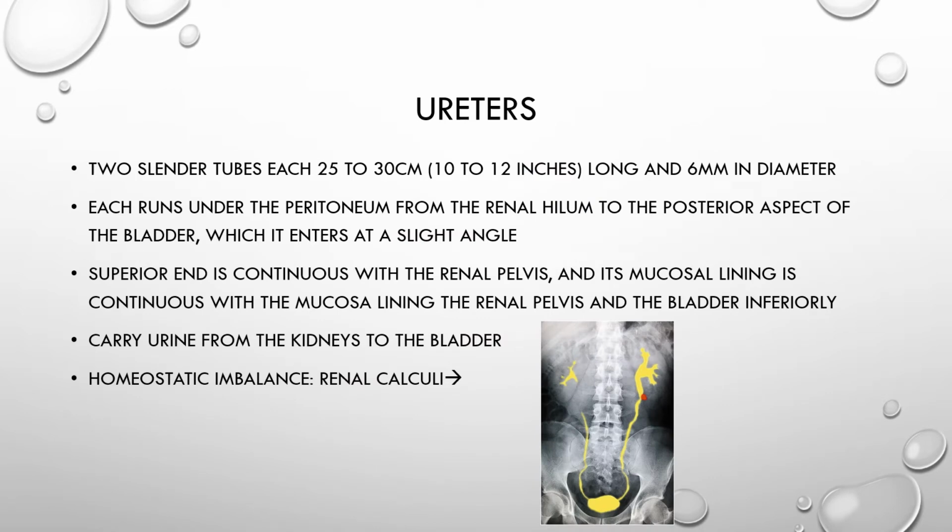The ureters. So these are two slender tubes, each about 25 to 30 centimeters or 10 to 12 inches long, and 6 millimeters or a quarter inch in diameter. Each ureter runs behind the peritoneum from the renal hilum to the posterior aspect of the bladder, which it enters at a slight angle. The superior end of each ureter is continuous with the renal pelvis, and its mucosal lining is continuous with the mucosal lining of the renal pelvis and the bladder inferiorly. The ureters carry urine from the kidneys to the bladder.